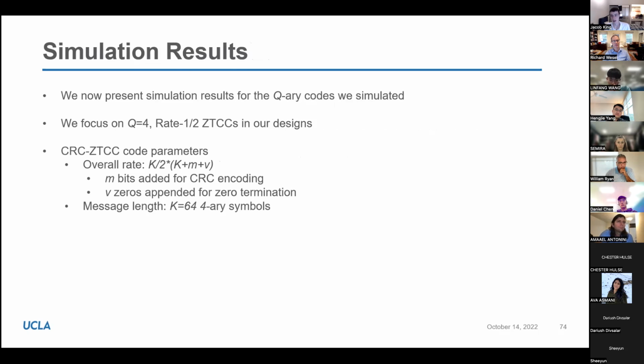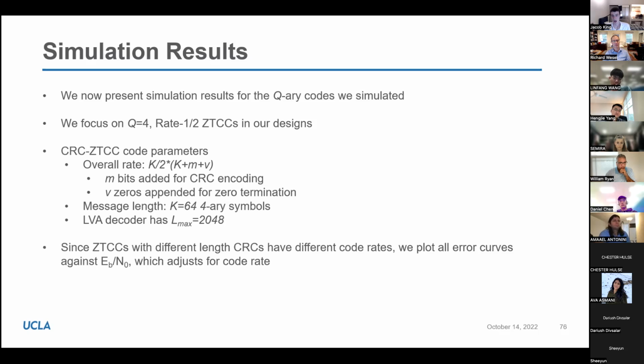We use a message length of K equals 64 4-ary symbols in our simulations. And our LVA decoder has a maximum list size of Lmax equals 2048. Our codes have different code rates with different length CRCs, so all of our plots compare against Eb over N naught, which adjusts for different code rates.